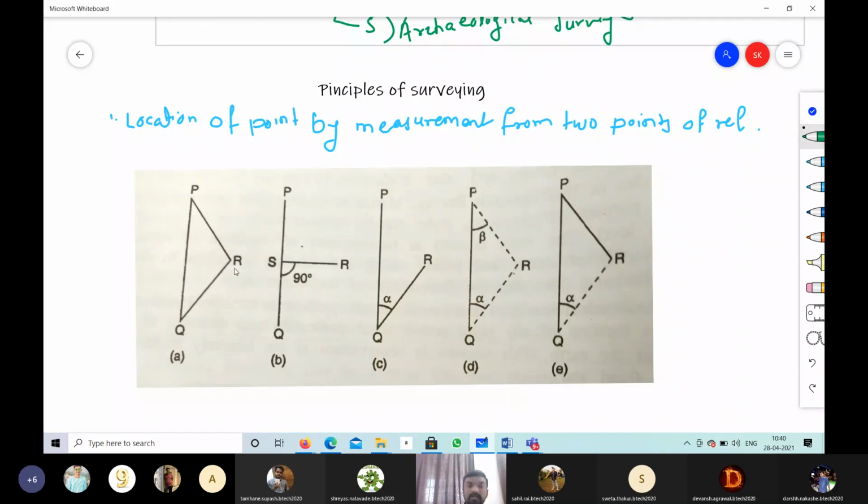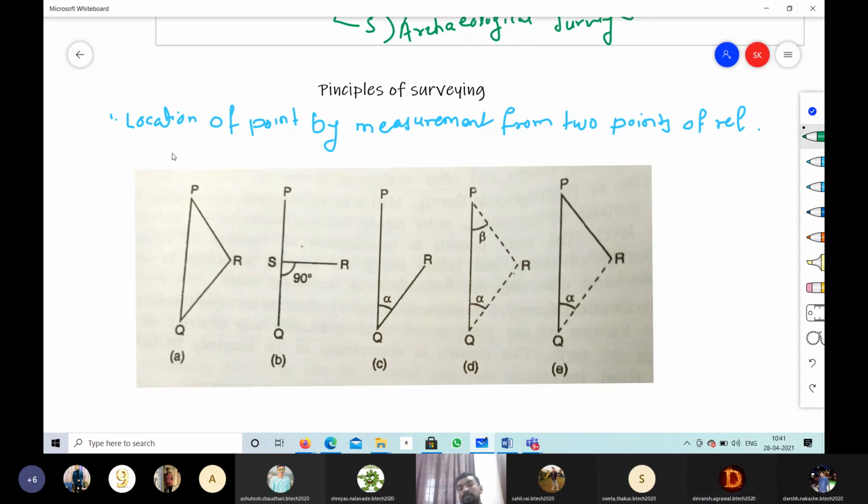For the first case, R is here. How can you locate the point R? You can assume that if any object is there, suppose a tree is there, and this PQ represents a road. From these two points P and Q, we are supposed to denote the location of R, or the location of this tree. In that case, how can we denote it? By having linear measurement. We can measure the distance PR, we can measure distance QR, and then we can locate point R. Are you getting my point?